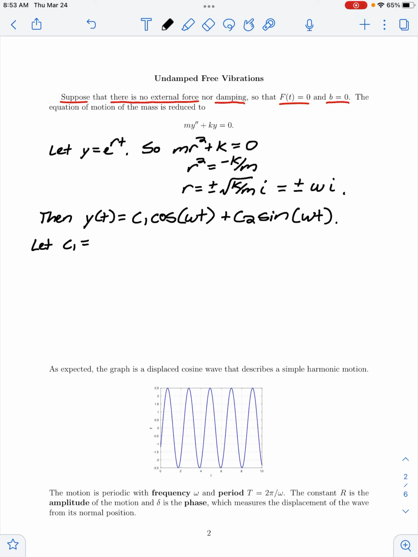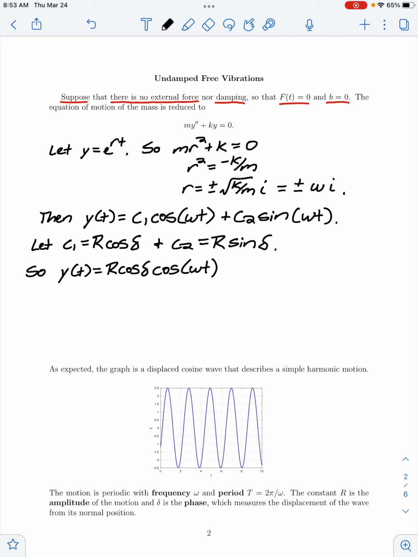So let's suppose that I set C1 equal to some constant capital R times cosine of delta, and C2 I will let be R times sine of delta. And let's see what our solution becomes then. y of t would be given by C1, which was R cosine delta, times cosine of omega t, plus C2, which is R sine delta, times sine of omega t.